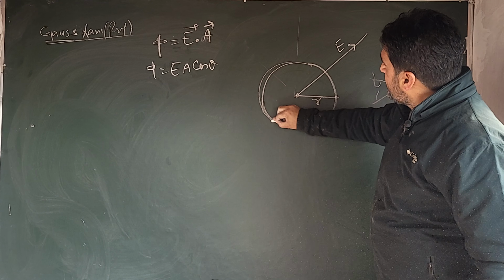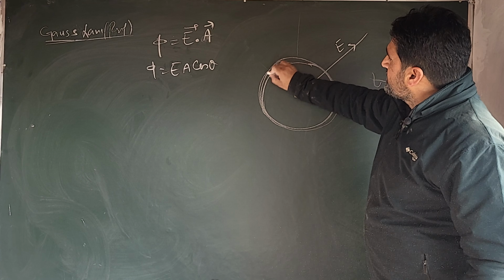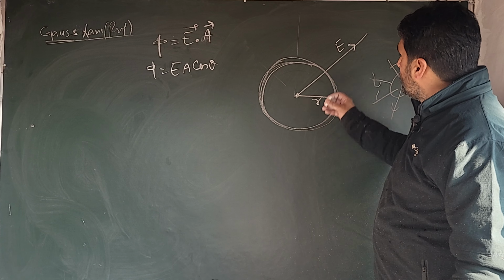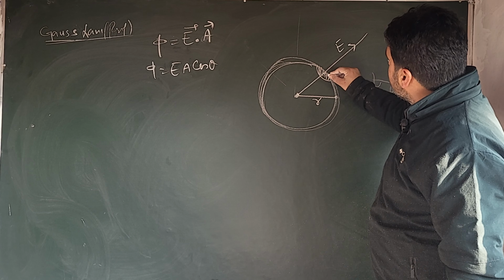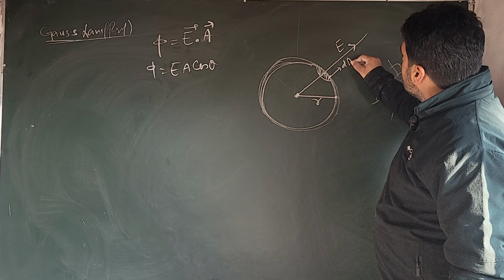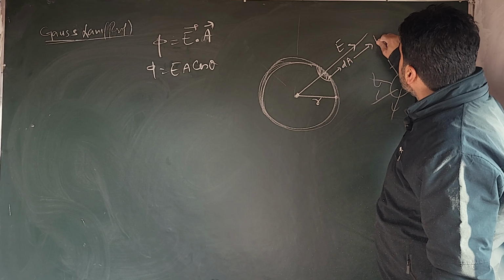Now we have to find the surface area of the sphere. Let us consider a small area element dA. Its direction will also be along E.